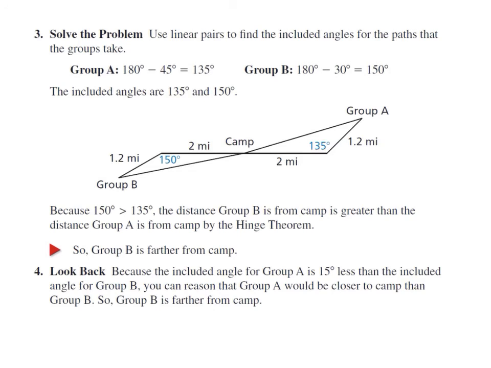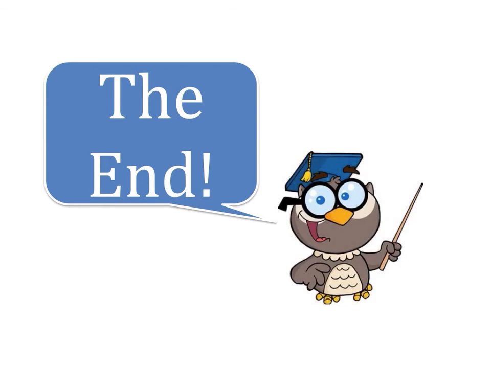So let's just take a quick look back. Because the included angle for group A is 15 degrees less than the included angle for group B, you can reason that group A would be closer to camp than group B. So group B is farther from camp. And that's all for the Hinge theorem. The end.